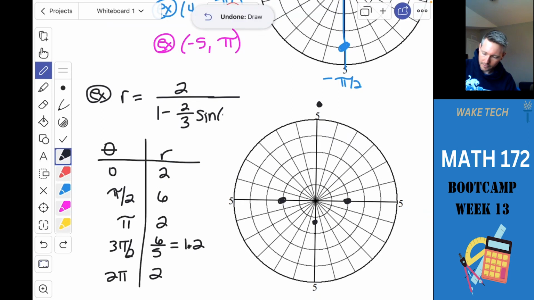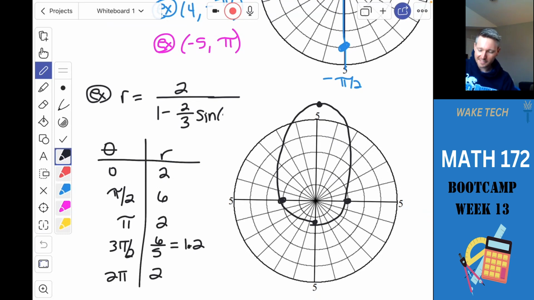Sorry, I'm trying to connect the dots in a good way. I missed it. I didn't connect, so we'll just make a bigger dot. There we go. There's our ellipse, at least a rough sketch of it.